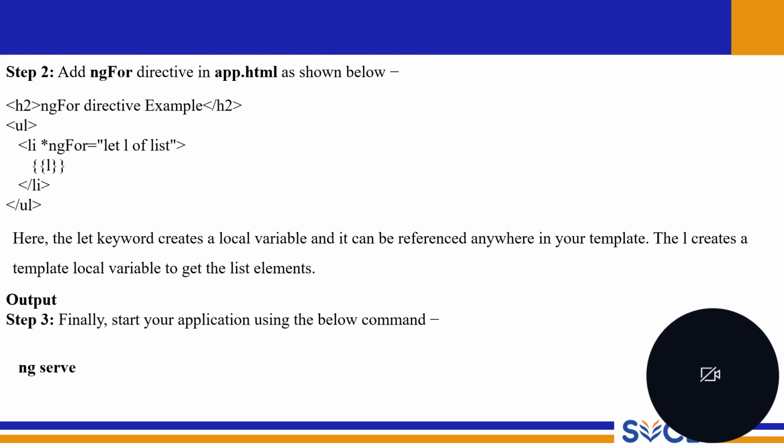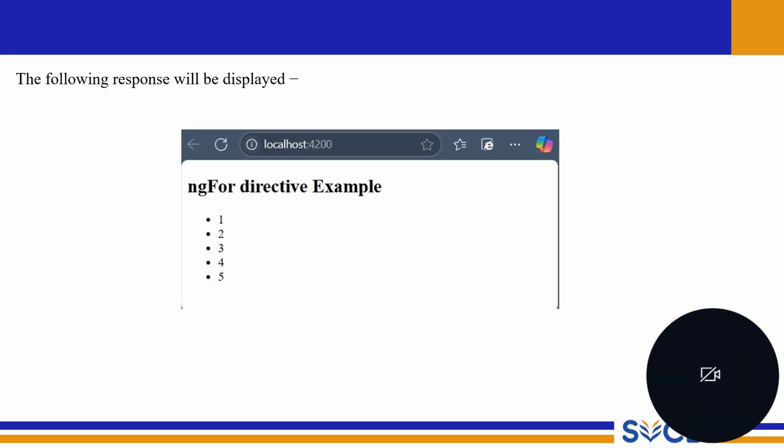In step 2, you have to add the ngFor directive. Here, the let keyword creates a local variable and it can be referenced anywhere in your template. It creates a template local variable to get the list of elements. In step 3, finally, you have to give the command ng serve. Once it is given, the output will show. So the following response will be displayed in list format.